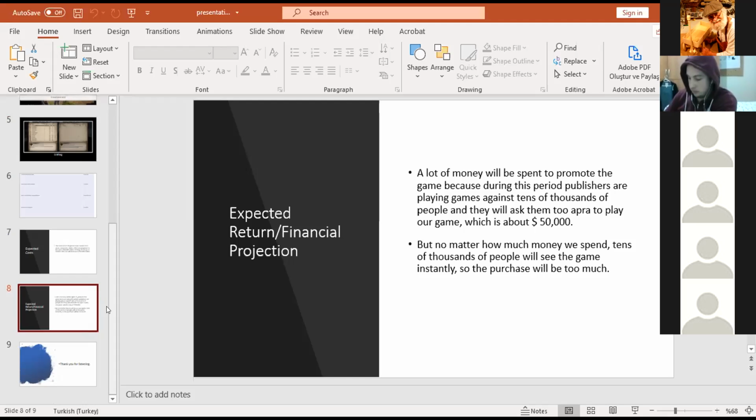Okay, so this is okay, but if you are not sure about something, just stick to what you know. Instead of this, you could simply say they will ask money to play our game. It's also okay. It's not complicated. No matter how much money we spend, tens of thousands of people will see the game instantly. So the purchase will be too much.